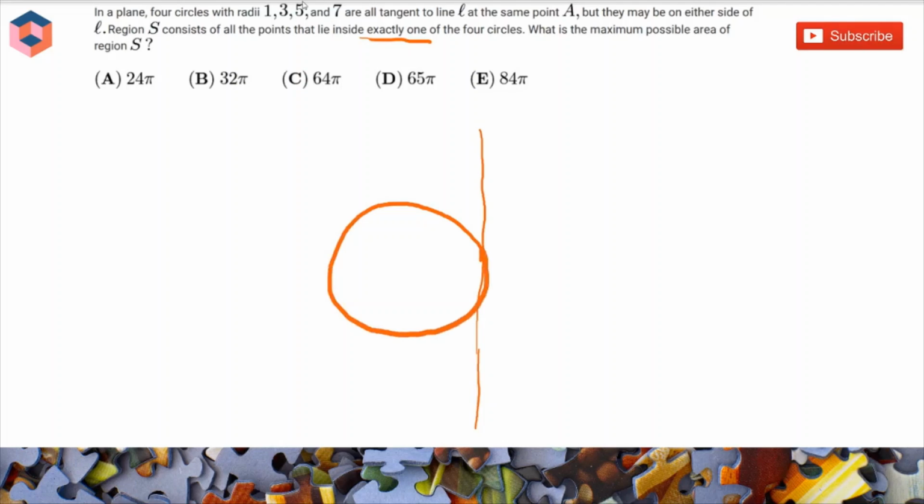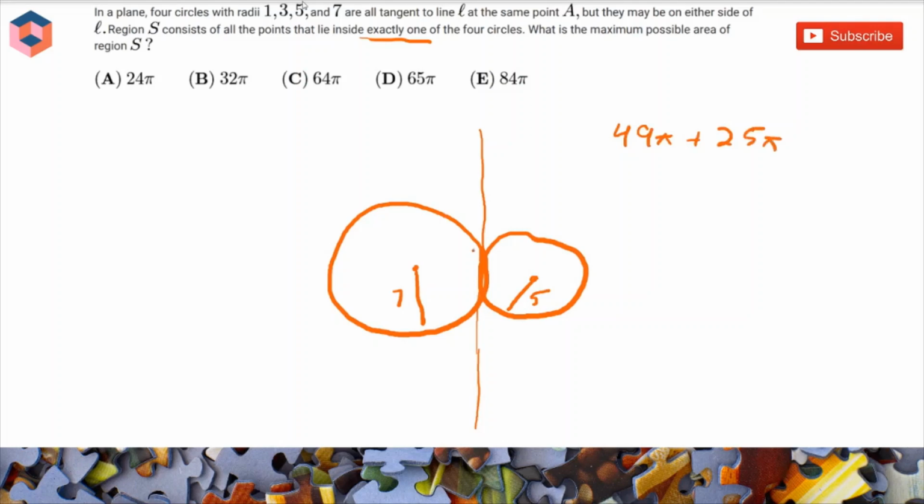Let's just make this 7. I'll write it on the side. And on the other side, we'll have the 5. And I'll mark that here. So right now, this is 49 pi plus 25 pi.